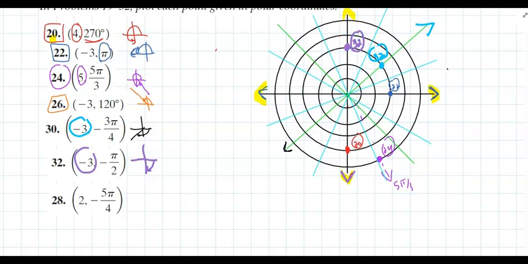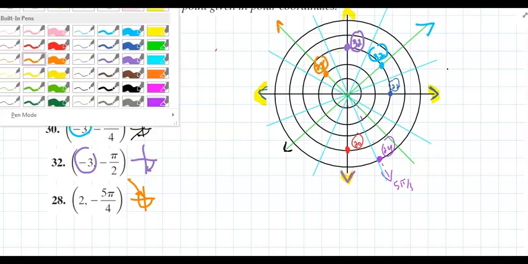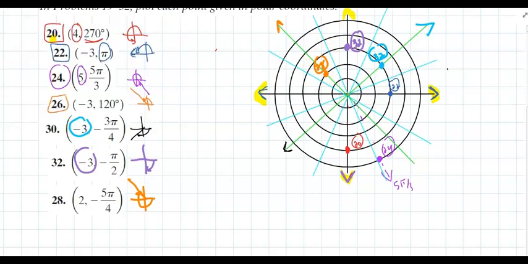And as for the last problem, negative 5 pi over 4 is right there. So you're pointing in this direction. And since r is positive, you move in that direction 2 units. And that's number 28. So we're going to do other things now, but out of everything that we're going to do, you should really get this part out of the way before we tackle the next section. Otherwise, this is going to prove to be a lot more challenging than you think.